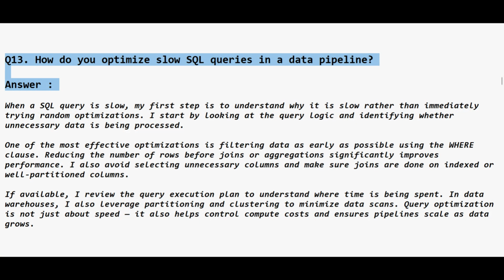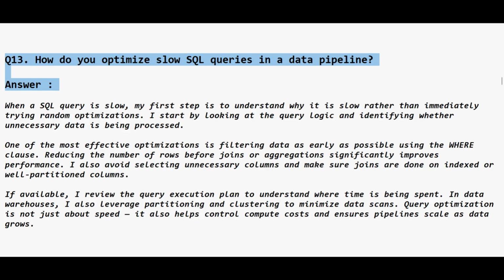Question 13. How do you optimize slow SQL queries in a data pipeline? Answer. When a SQL query is slow, my first step is to understand why it is slow rather than immediately trying random optimizations. I start by looking at the query logic and identifying whether unnecessary data is being processed. One of the most effective optimizations is filtering data as early as possible using the where clause. Reducing the number of rows before joins or aggregations significantly improves performance.